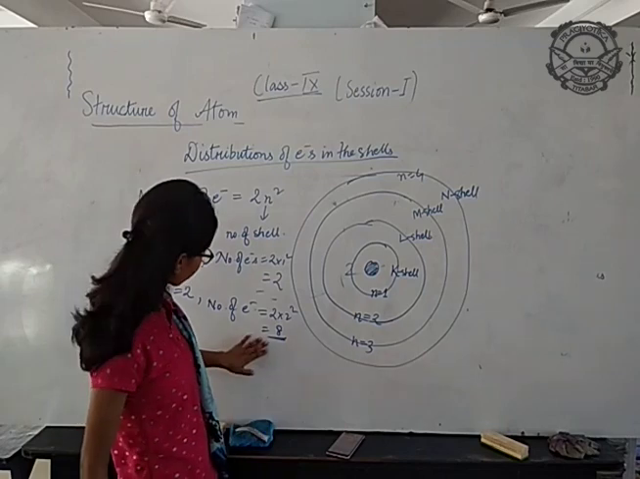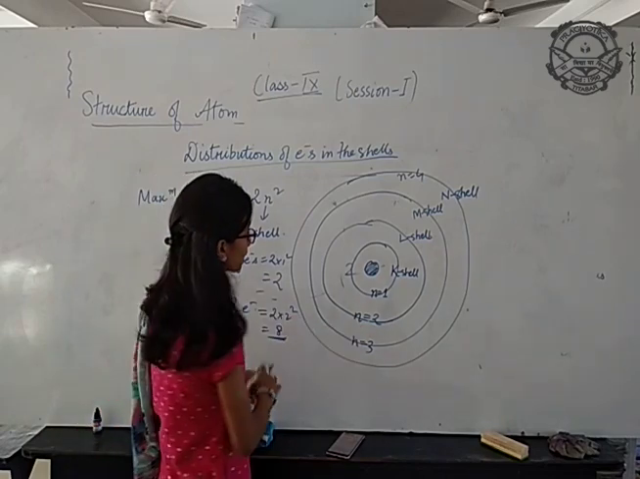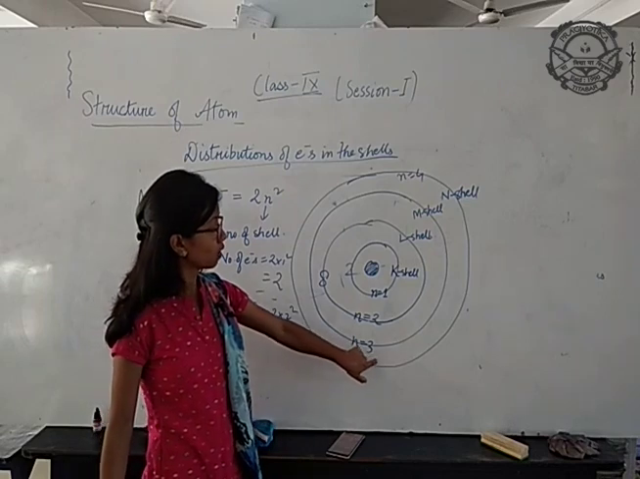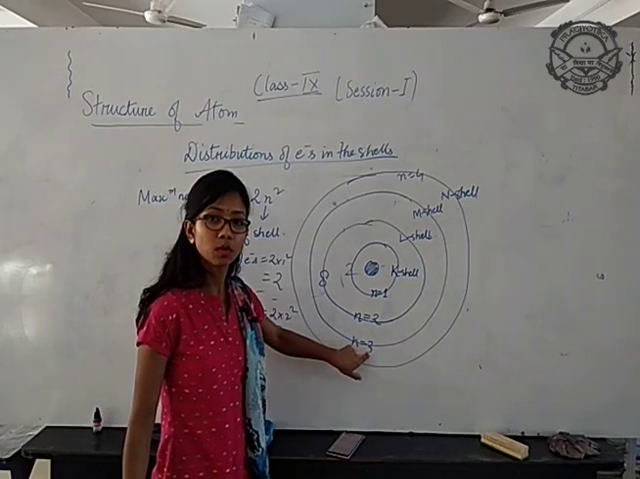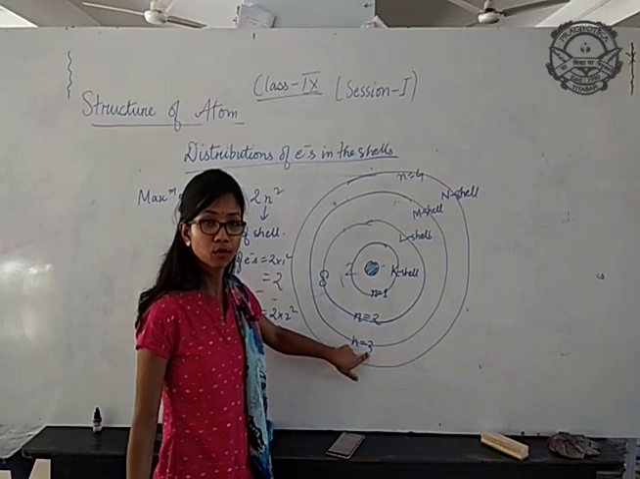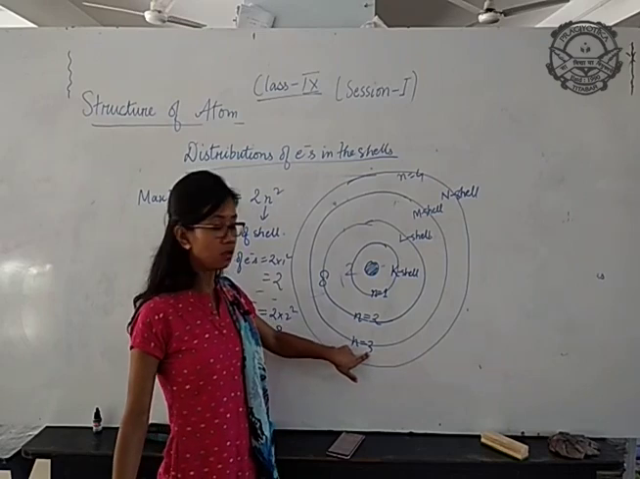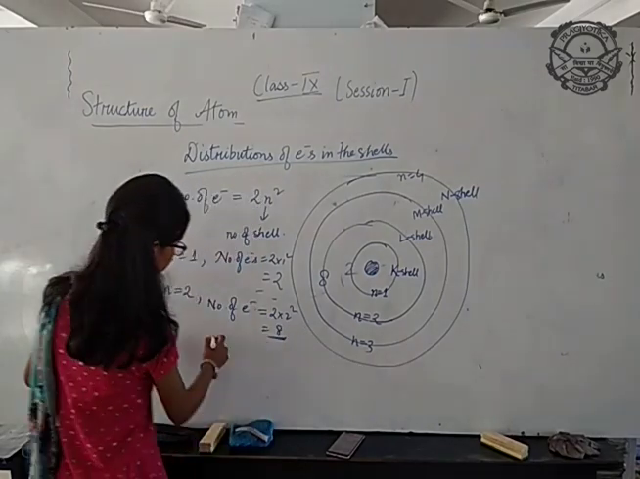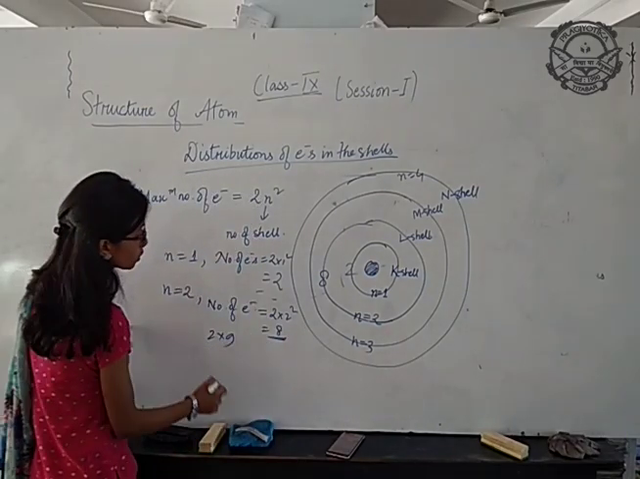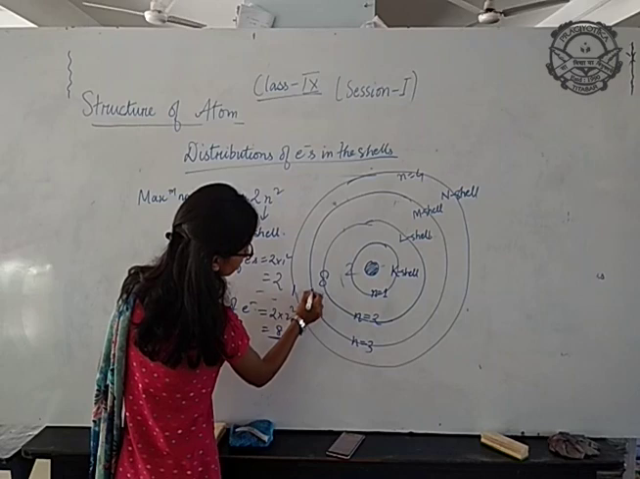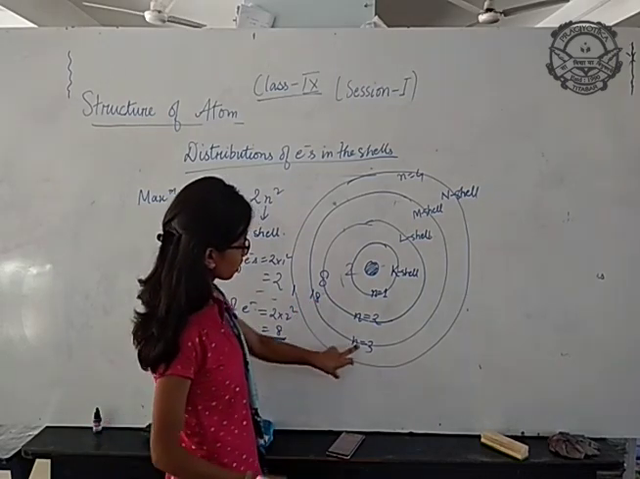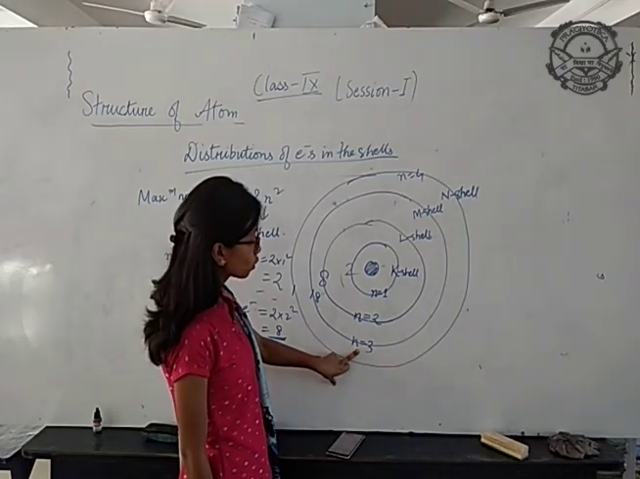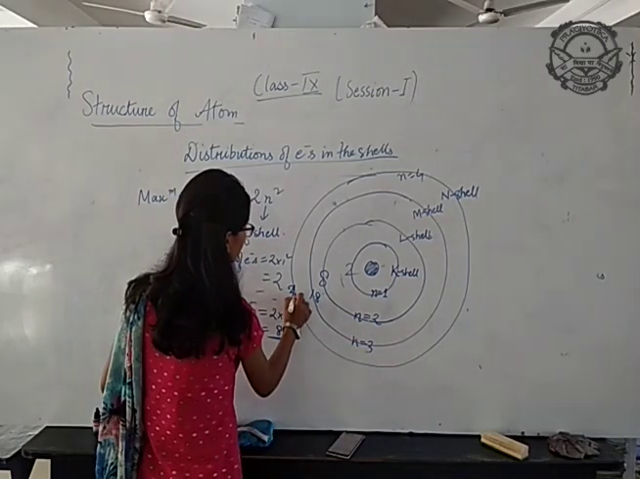Then it will continue. Therefore the maximum number of electrons in the L cell is equal to 8. Next, 2 into n square, where n is 3, will be 2 into 3 square, which is 2 into 9, equal to 18. Therefore for n equal to 3, the number of electrons will be 18. Next, 2 into 4 square will be equal to 32.